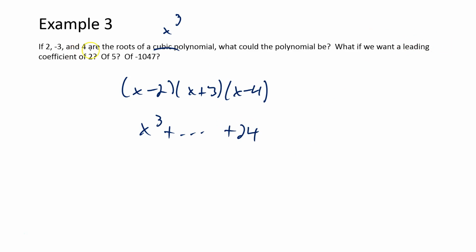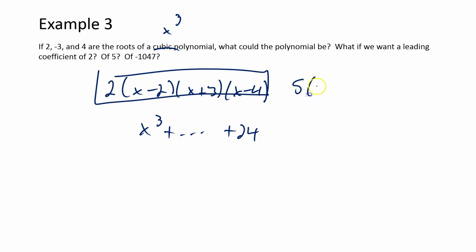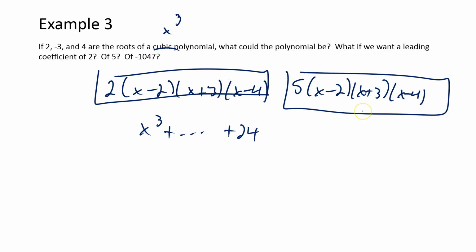Now I say, what if we want a leading coefficient of 2? Because right now it's 1. Well, if you want a leading coefficient of 2, just put a 2 in front. What if you want a leading coefficient of 5? 5 times x minus 2 times x plus 3 times x minus 4. If you have a specific leading coefficient you want, just put it in the front.